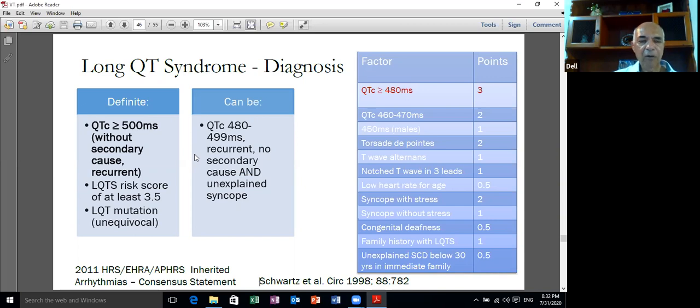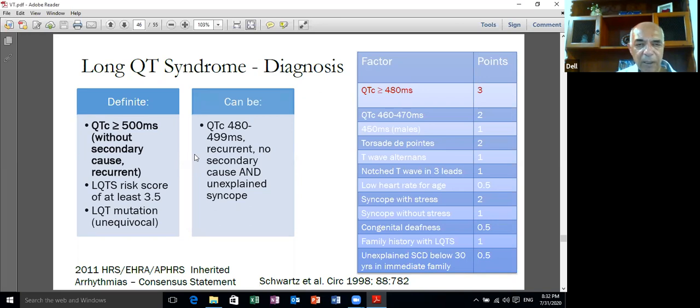There are other formulas, but forget about them. This is the Bazett formula, which is applicable in most of the studies. If the QTc is more than 500 milliseconds without secondary causes, or if you are confused and you use the Schwartz criteria on the right side of the screen, which usually include various degrees of QT prolongation, T-wave alternans, notched T wave, syncope of arrhythmogenic origin, and family history, which is a real hazard in this situation, or if you have an unequivocal long QT gene mutation, then this is a definite diagnosis of long QT.